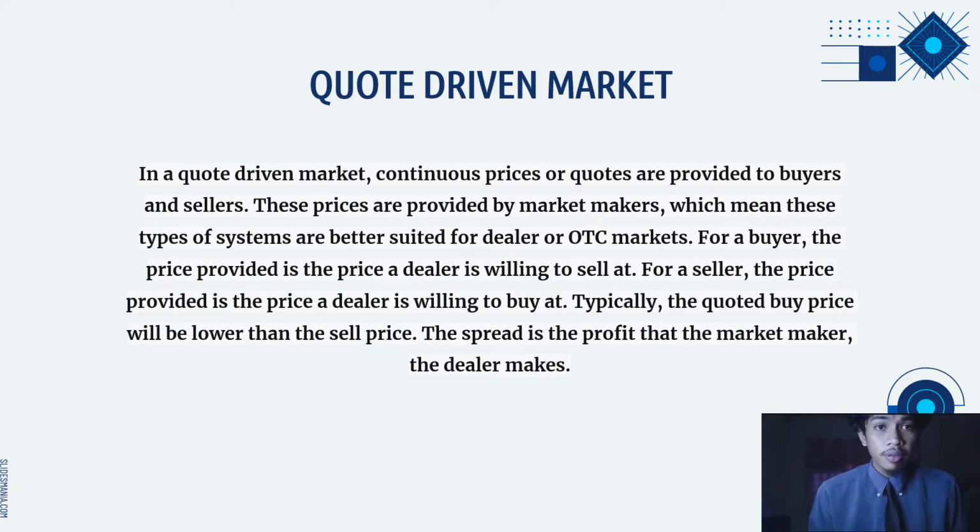So for the quote-driven market, continuous price quotes are provided to buyers and sellers. These prices are provided by market makers, which means this type of system is better suited for dealer or OTC markets. For a buyer, the price provided is the price a dealer is willing to sell at. For a seller, the price provided is the price a dealer is willing to buy at. Typically, the quote's buy price will be lower than the sell price. The spread is the profit that the market maker, the dealer, makes.